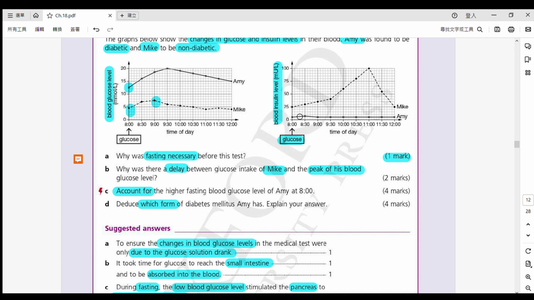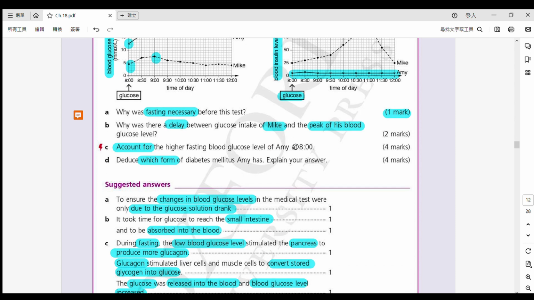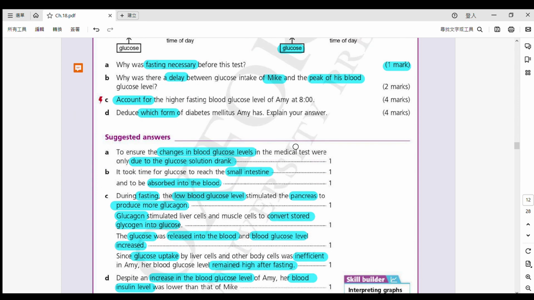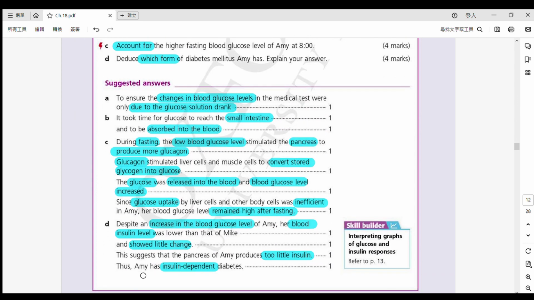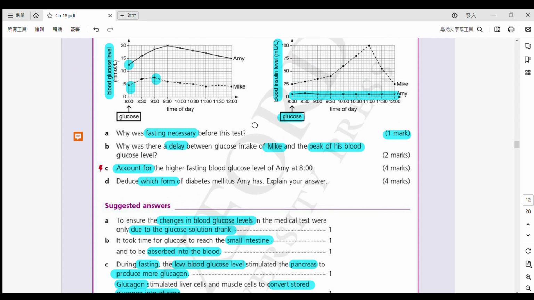So as we can see, Amy, despite whether her blood glucose level is high or low, you can see that Amy is having a very low insulin level. Her insulin is always kept that low, so therefore she is having type 1 diabetes. Okay? So type 1 is insulin dependent. You can also put down type 1 diabetes. Alright? Why? Just like what I've said.